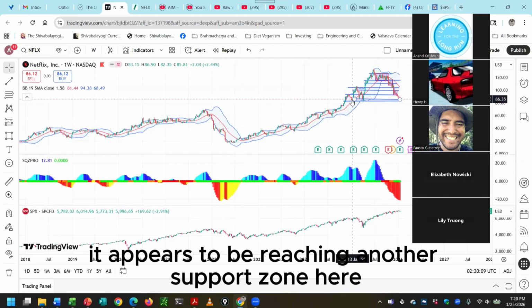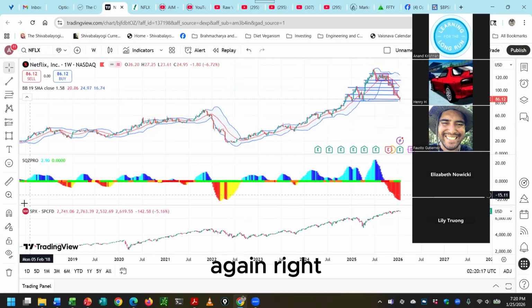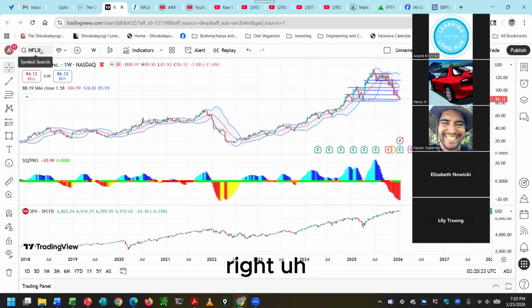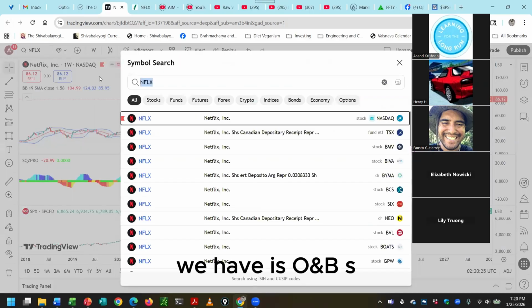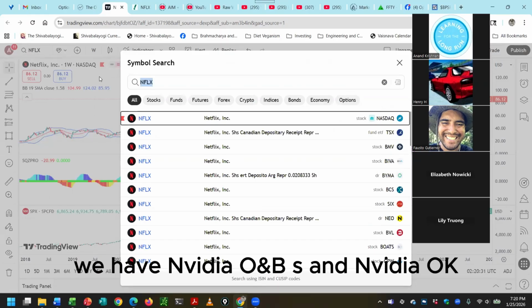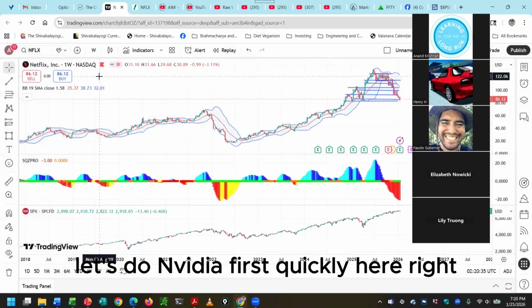It appears to be reaching another support zone here, right? So again, wait for it to actually bounce before buying it. Right? Next you have is ONBS. Oh, didn't someone ask about NVIDIA first? Yes, we have NVIDIA, NBIS. Okay, let's do NVIDIA first quickly here.